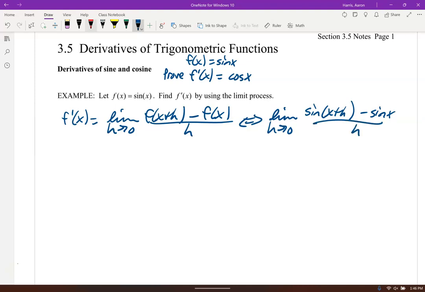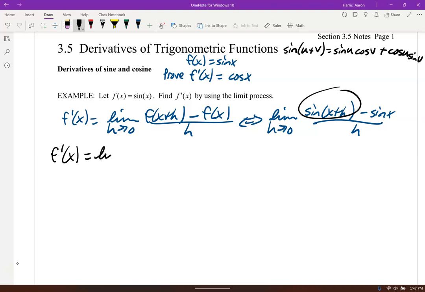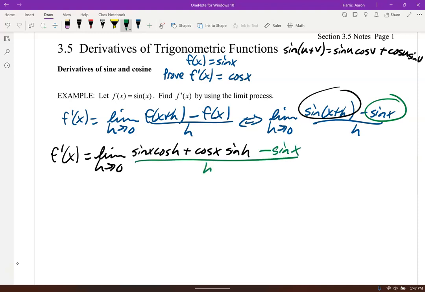And now, hopefully you may remember the sine of u plus v rule is the sine of u cosine v plus cosine u sine v. So I'm going to use that with sine of x plus h. So this derivative ends up being the limit as h goes to 0 of sine x cosine h plus cosine x sine h, and then I still have this minus sine of x on the end. This is all over the h.